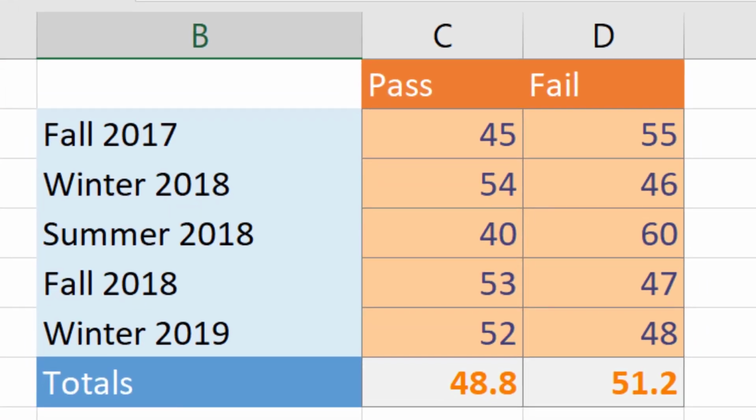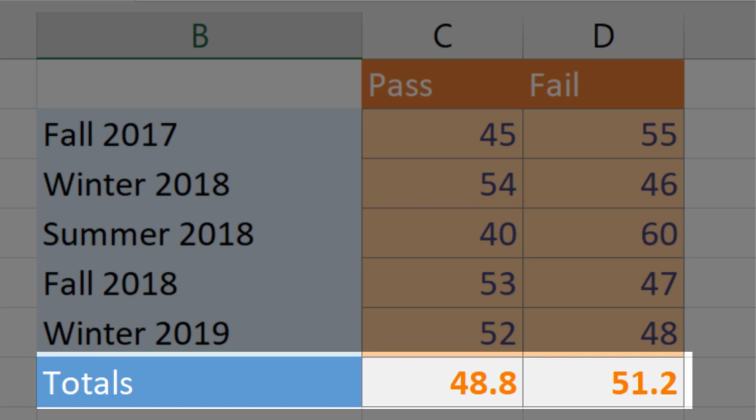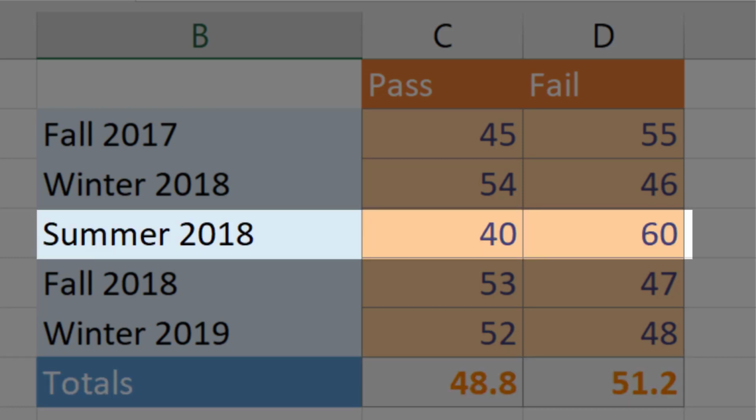As you can see, the numbers on average for the pass-fail rate were about 50-50, and last summer there might have been a summer dip as student attendance tends to be low in the summer semesters. Last summer, only 40% of students passed their Excel exam.